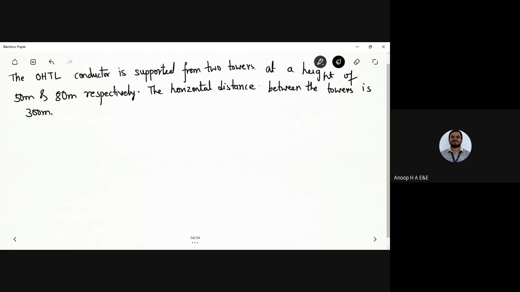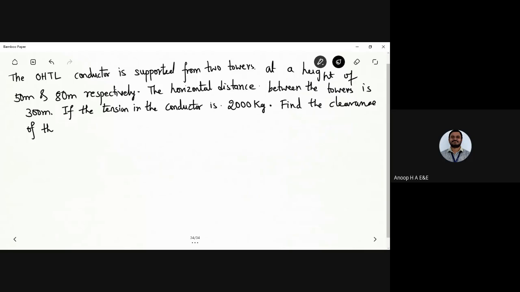If the tension in the conductor is 2000 kg, find the clearance of the conductor and water at a point midway between the towers.